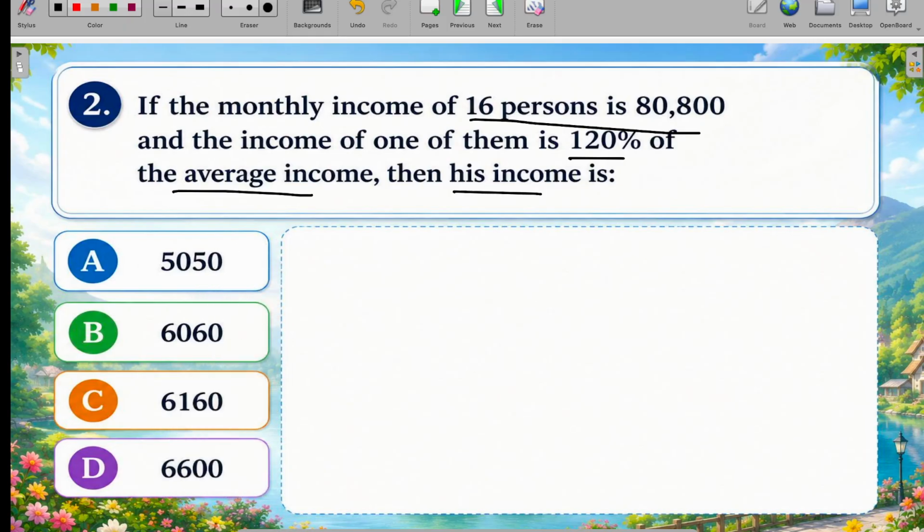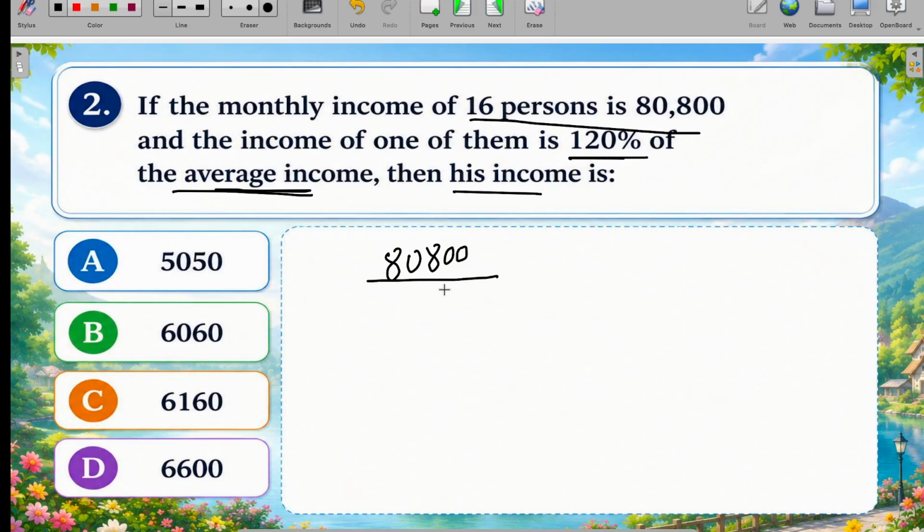But here I have two options. So how am I checking for a 6 multiple? Why am I checking for a 6 multiple? I will explain later. In the question they have clearly given the income of 16 persons as 80,800. Then the income of one of them is 120% of the average income.